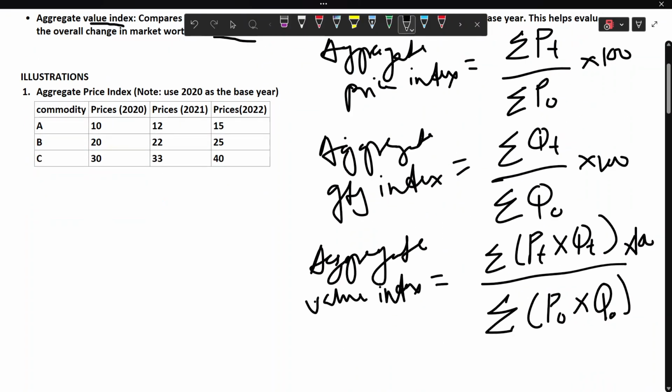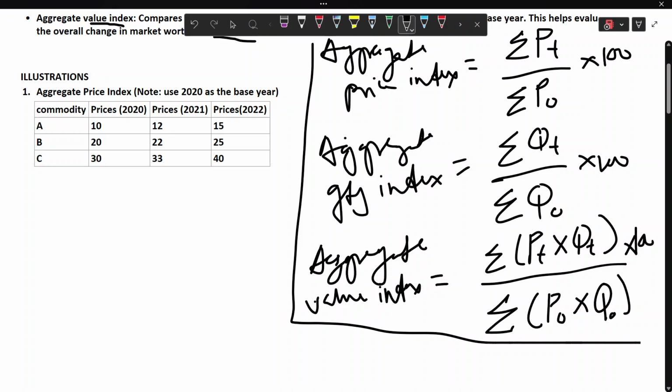Okay, so let's take an example. We have to find the aggregate price index for this table. That's for 2021 and 2020, and we have to use 2020 as the base year. So for aggregate price index, we are saying that the summation of the price. So now let's find the summation of the price for year 2020. So we have total here.